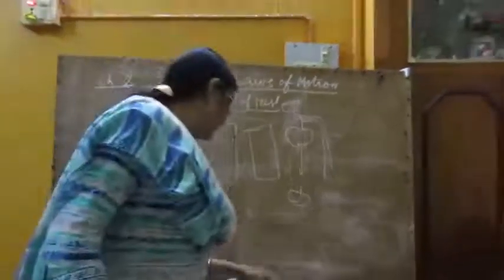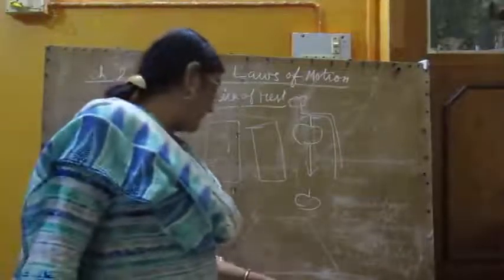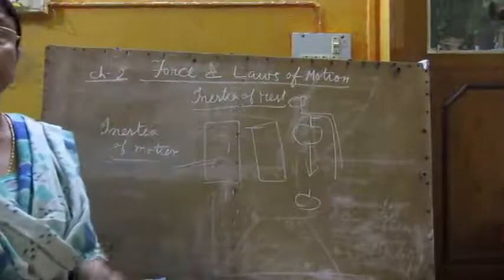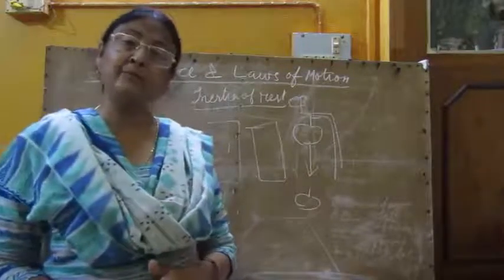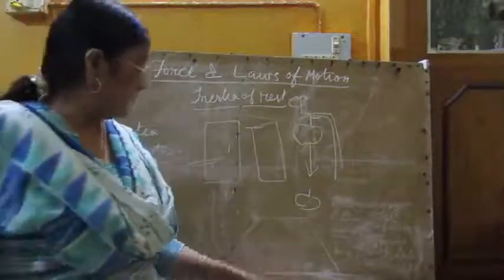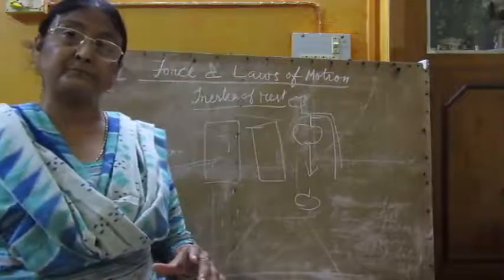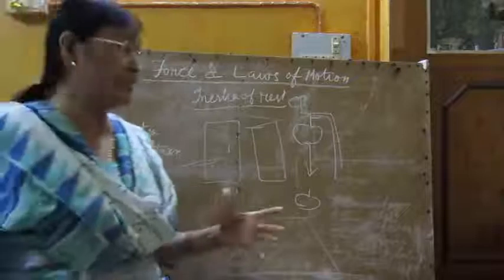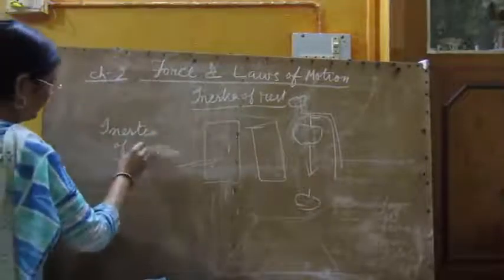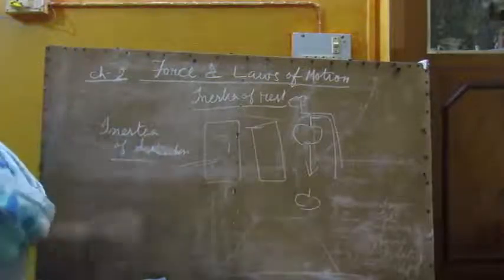Okay, so one last example I am giving is that a passenger experiences a sideways jerk when the bus takes a turn. I will give this example in the next video, where I will explain why the sideways jerk happens. This is inertia of direction. So inertia of rest, inertia of motion, and inertia of direction.